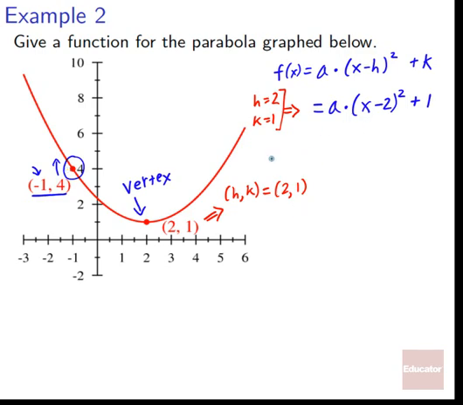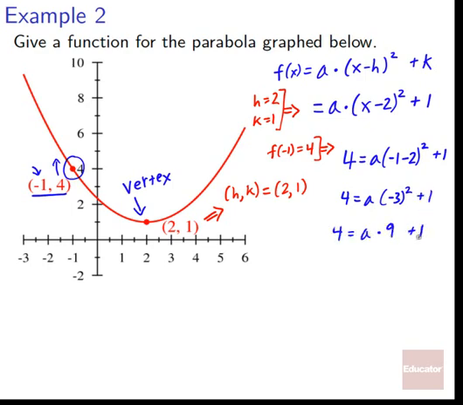So now, if f of -1 equals 4, then we can say that 4 equals a times -1 minus 2 squared plus 1. 4 equals a times -3 squared plus 1. 4 equals a times 9 plus 1. We subtract the 1 from both sides. We get 3 equals a times 9. We divide out the 9, and we get 3/9 becomes 1/3 equals a. So finally, our function is f of x equals 1/3 times x minus 2 squared plus 1.